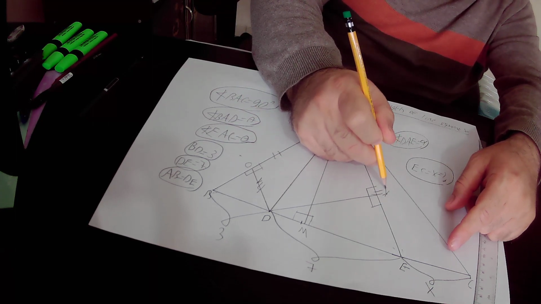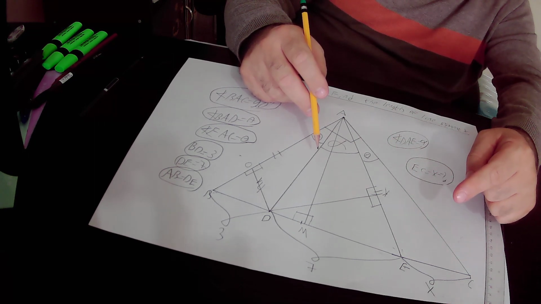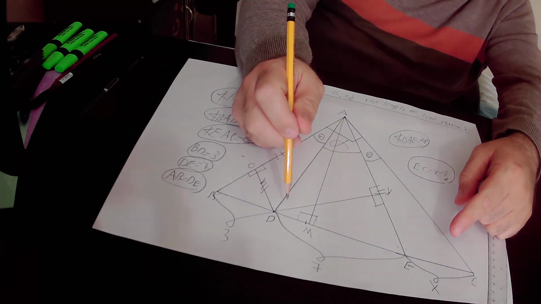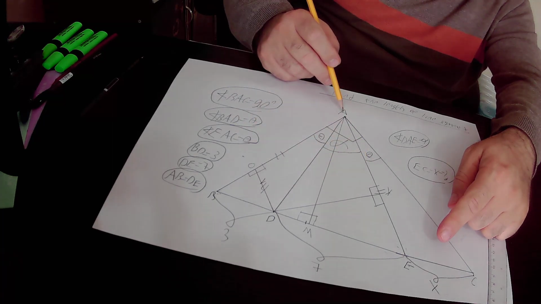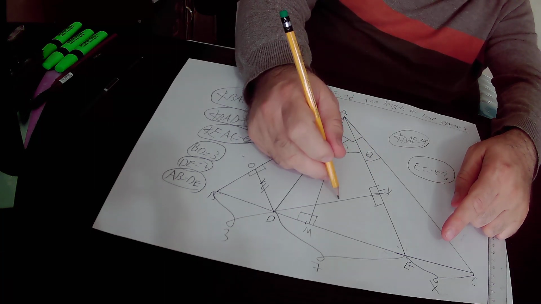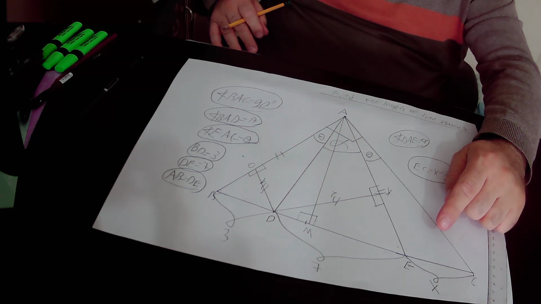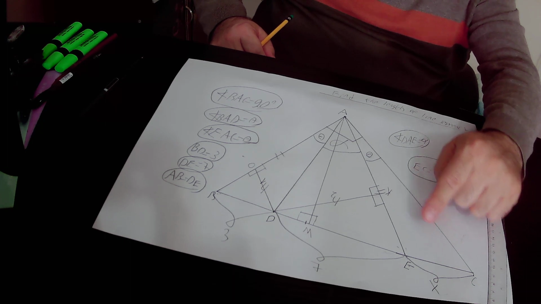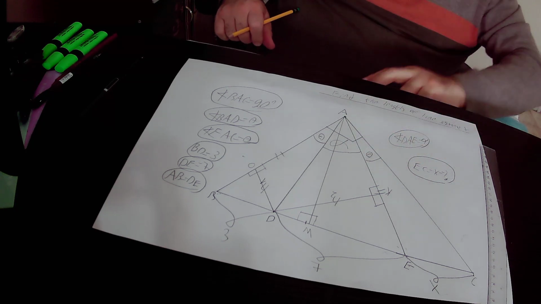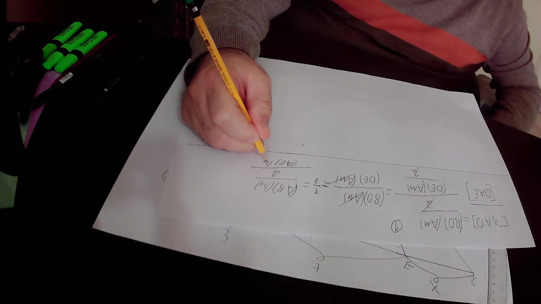So DK creates 90 degrees with the base AE, therefore DK is the height to the base, so we will define DK as H2. So the area of triangle ADE will be equal to the base of the triangle, that is AE, times the height to the base, that is H2, over 2.